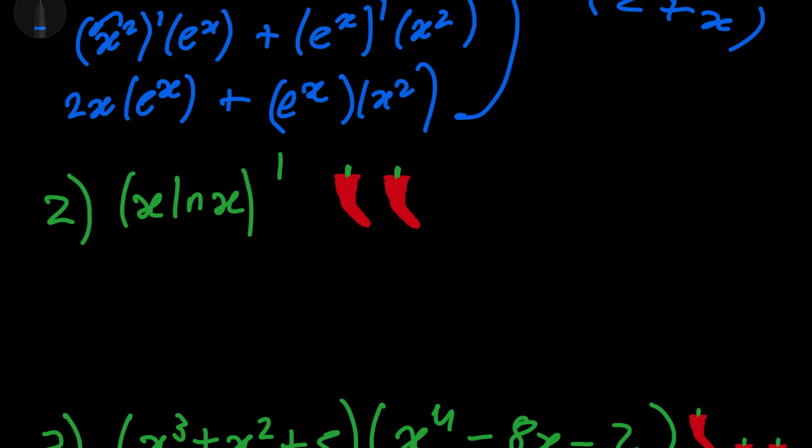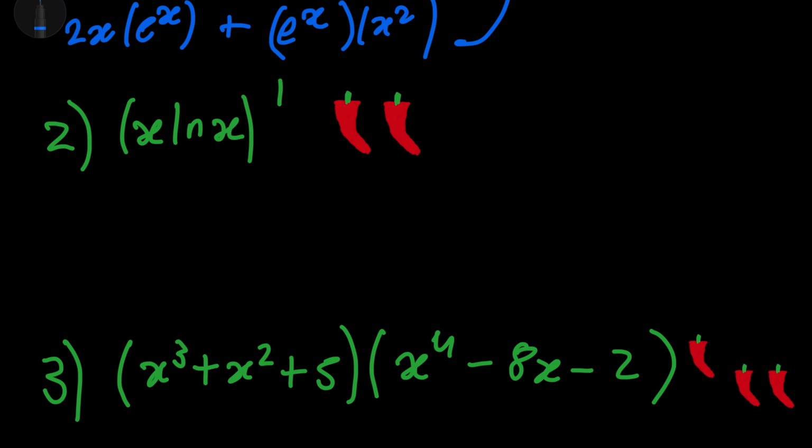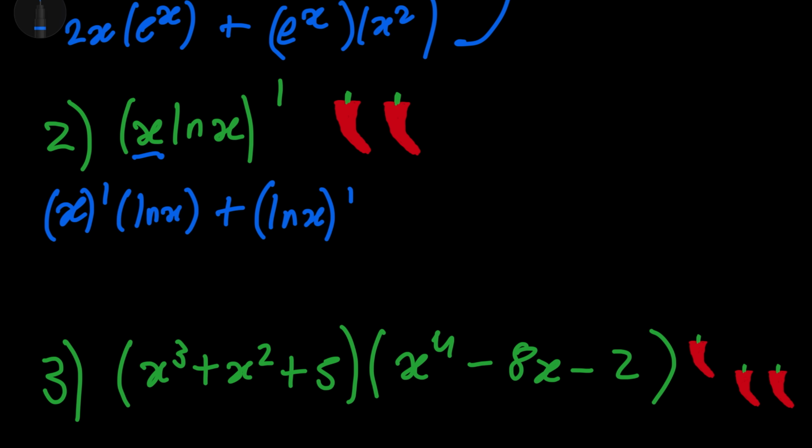This one's also relatively simple. It's just simple application of product rule. So again, we'll take the derivative of x first. So we do x prime times ln x plus (ln x) prime times x, right? And then derivative of x is just 1, so we use power rule there, and then multiply that by ln x. And then the derivative of ln x is 1 over x, and this we can cover later.